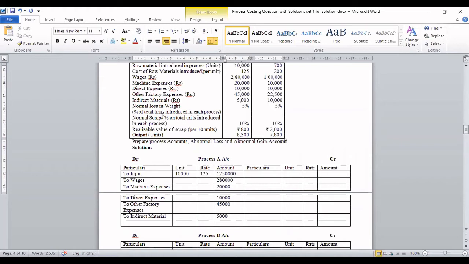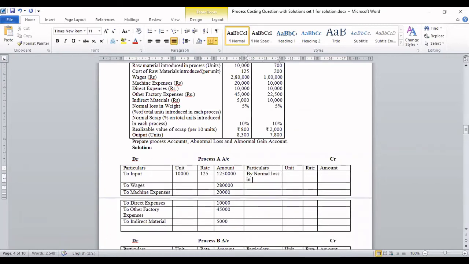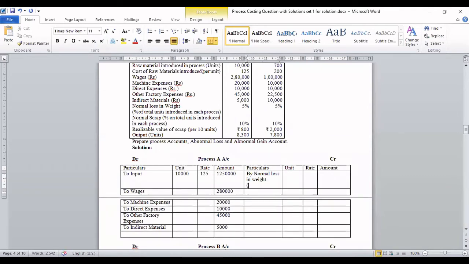We have to record normal loss in weight. So first, just write it down here: normal loss in weight, or you can write weight loss also. That is also correct. What information they have given about that? It is 5%. They said it is 5%. Correct.